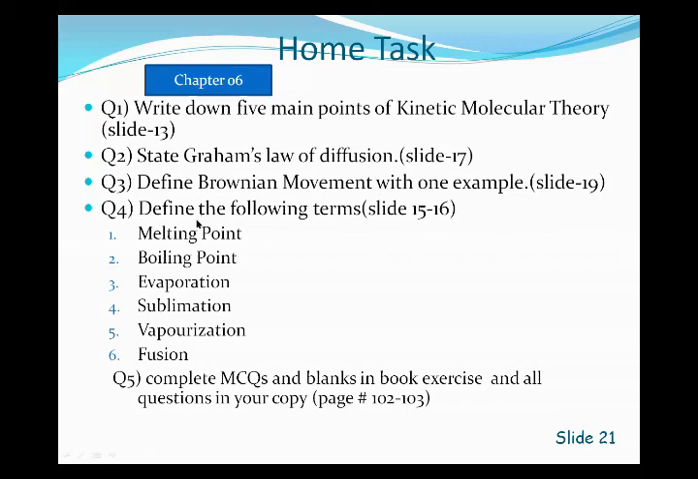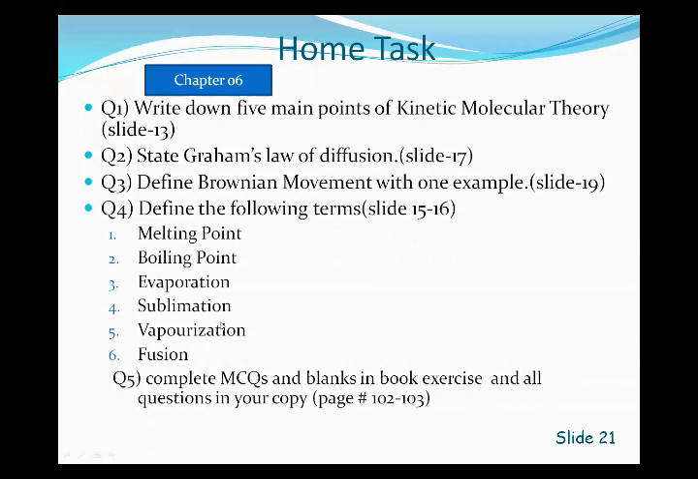Question number 4, define the following terms. You can take the help from slide number 15 to 16. Number 1 term, melting point, 2 boiling point, 3 evaporation, 4 sublimation, 5 vaporization, 6th one is fusion. And question number 5 is complete MCQs and the blanks in your book exercise and all questions in your copy from page number 102 to 103.